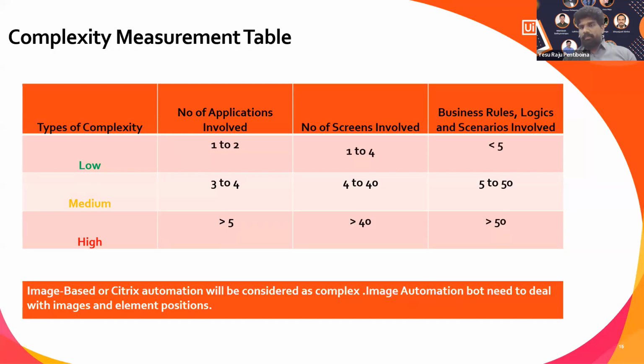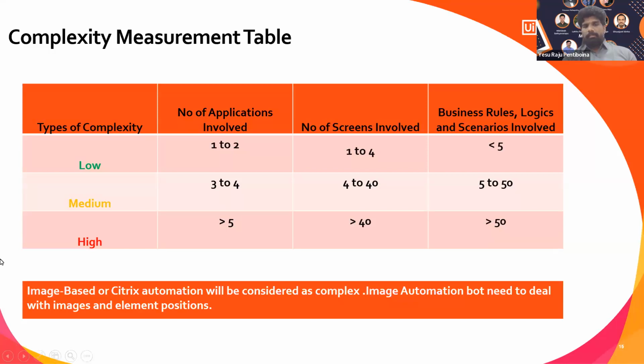And coming to the number of screens involved, if it is 1 to 4, it will be low. If it is greater than 40, it will be high. In between, we call it medium. And coming to business rules and logic scenarios involved, if it is less than 5, that is considered low. If it is greater than 50, it will be considered complex, like high. Anything in between is called medium.